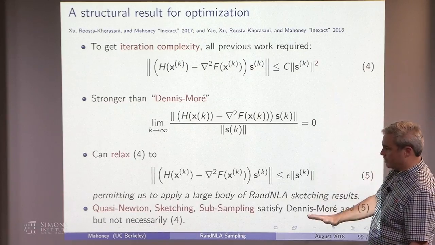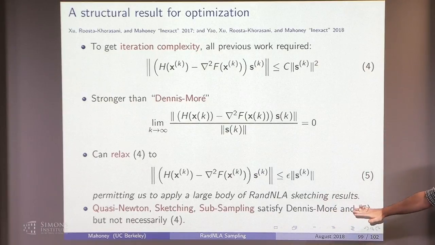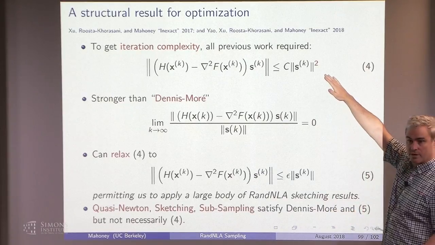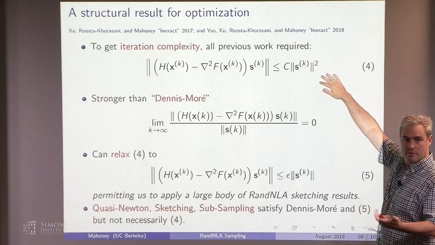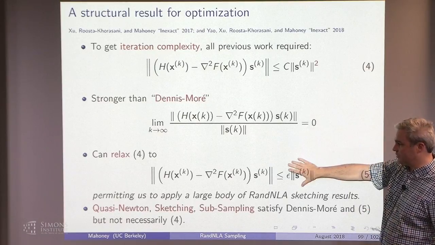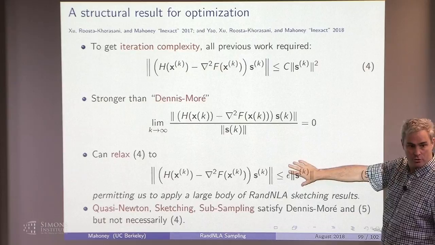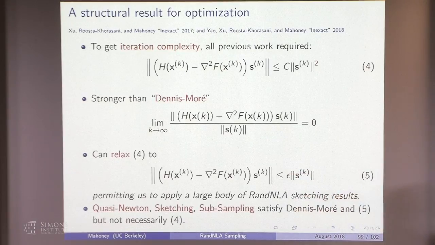And the answer is yes. One, quasi-Newton and a bunch of other things people use in practice don't satisfy the stronger condition, so you're developing theory that doesn't characterize a broad class of methods that do satisfy this. Two, you're able to take a large body of sketching and sampling theory and apply it back. So that's a 5-minute summary of something you might hear about for 2 hours. It's a little bit oversimplified, but that's the idea.